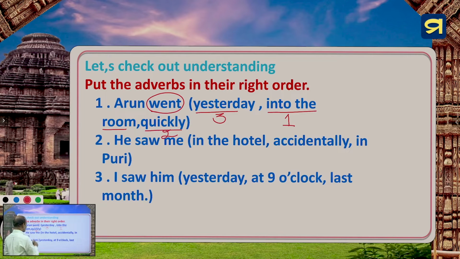Second one, he saw me, and in between the brackets you can see in the hotel, accidentally, and in Puri. So what will be the arrangement? You are absolutely right. So it should be, he saw me accidentally in the hotel in Puri. You have told right, but can you say why? Rightly said, because the hotel is situated in Puri. That's why hotel is the smaller unit and Puri is the larger unit of place.